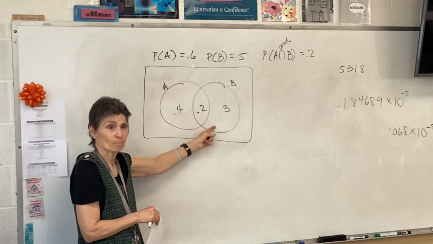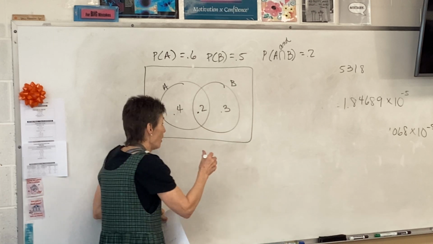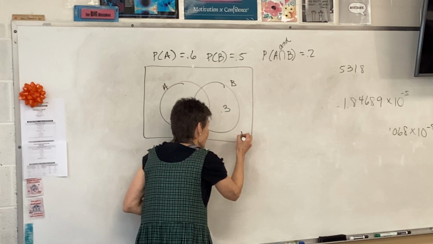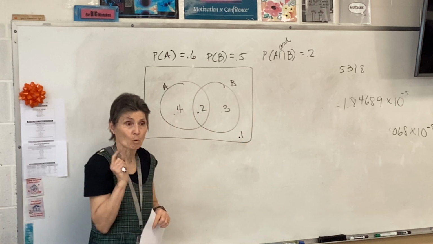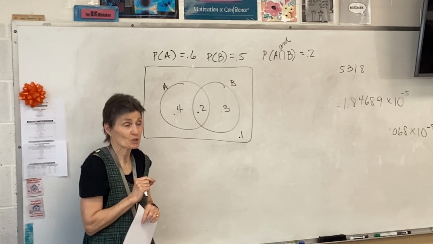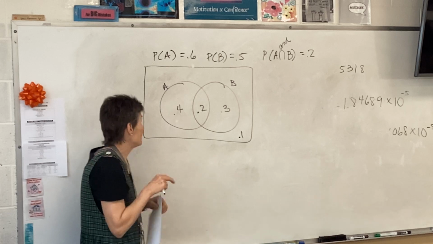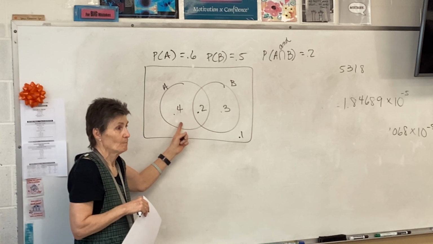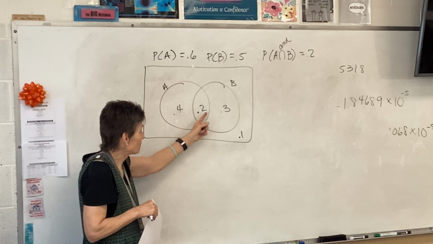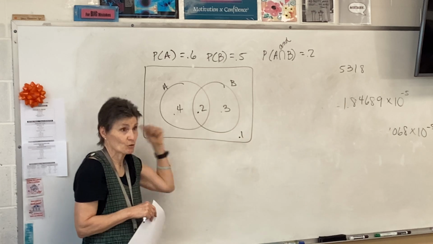That adds up to 0.9, which means there are 10% of the people who don't like apples or bananas, because you gotta have 100% of your people. These are probabilities. These are decimals. So 40%, 20%, 30%, and then 10%. There's your 100.